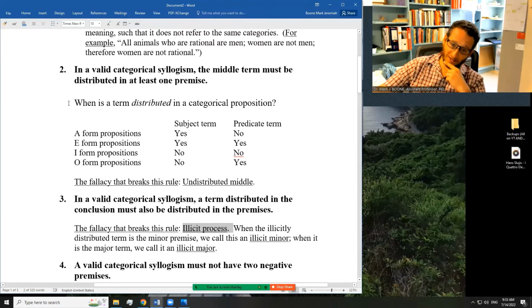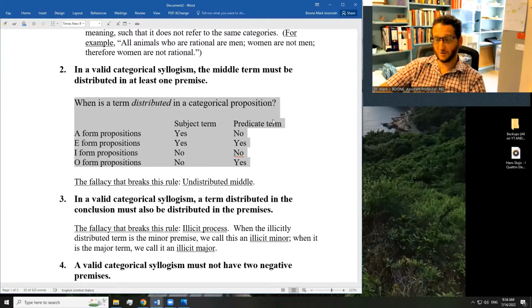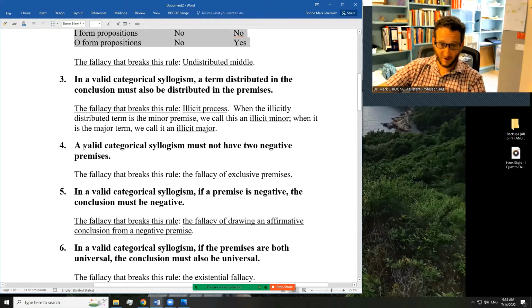Now, we can go back to this chart here. If the conclusion is an A-form proposition, then the minor term needs to be distributed in its premise. If the conclusion is an E-form proposition, then the minor and major terms have to be distributed in both their premises. If the conclusion is an I-form proposition, this rule doesn't matter at all. We're good, no problem. The rule isn't broken. If the conclusion is an O-form proposition, then the major term will have to be distributed in one of the premises. All right, let's move on.